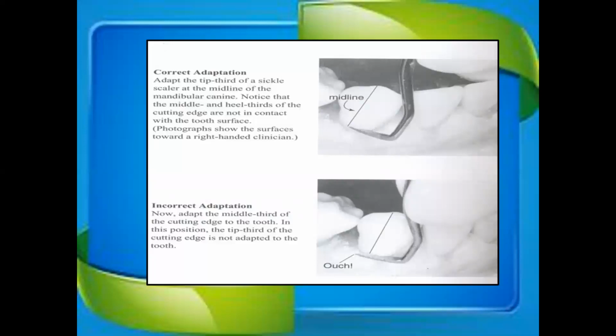In this picture you can appreciate that for correct angulation you will adapt the tip of the instrument at the midline of the working area. And if you are not keeping the tip of the instrument close to the tooth surface, this pointed part of the instrument might result in laceration of the gingival margins.